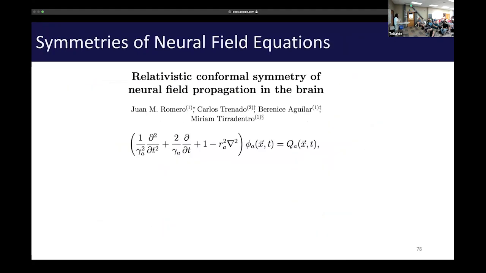I'll go into the crazy stuff just for fun. This is a paper from 2013 that has 0 citations, called relativistic conformal symmetry of neural field propagation in the brain. Basically, they argue this equation can describe neural dynamics in certain settings. Gamma is some damping coefficient, a function of distance between neurons and velocity of waves. This R is the distance. This is your field potential. This is your firing rate, so like input.